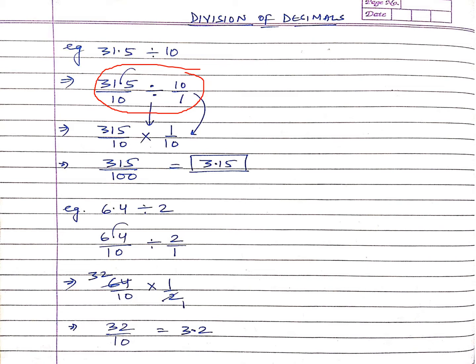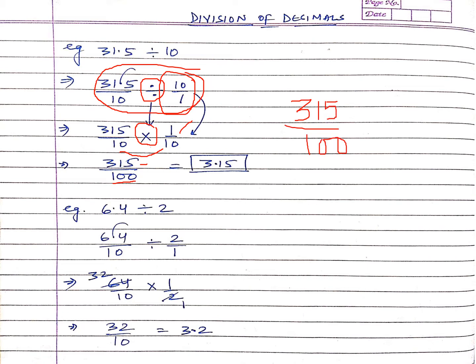We all know how to do the division of fractions. We make this division into multiplication. At the same time, we make this reciprocal, 1 by 10. So what will happen? They will multiply and become 315 upon 100. Very easy.